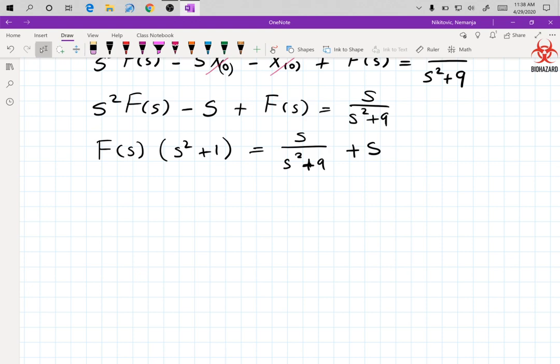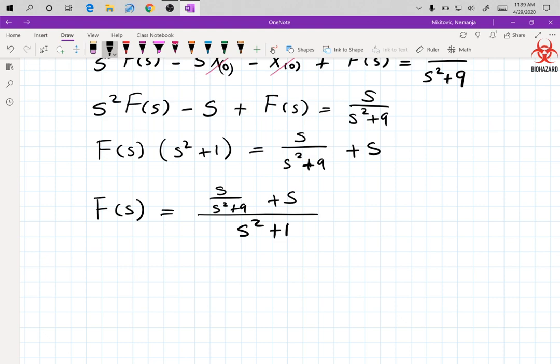So now we get a huge mess on the other side, but we're just using algebra to solve that, right? To resolve the issue. So now you have your s squared plus 9 plus s divided by s squared plus 1. And technically, we are done with solving our differential equation because we solved for f of s. If you take the inverse Laplace of this, you're getting your x of t. So we're good to go, right?